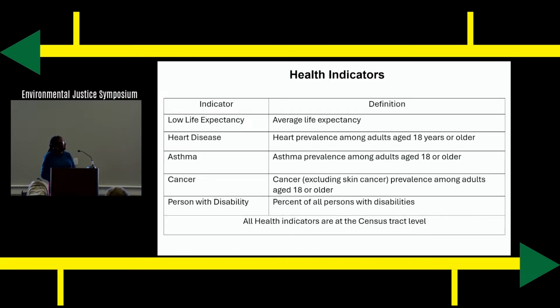Next, we have the health indicator. In the health indicator, we have low life expectancy, that's average life expectancy, the heart disease prevalence among adults 18 years or older. We have asthma prevalence among adults 18 years or older, cancer, excluding skin cancer, prevalence among adults 18 years or older, and we have persons with disability. This is another new indicator that was added to the tool.